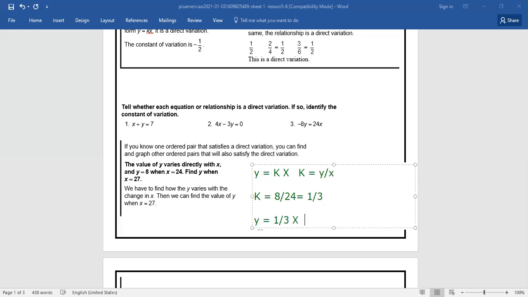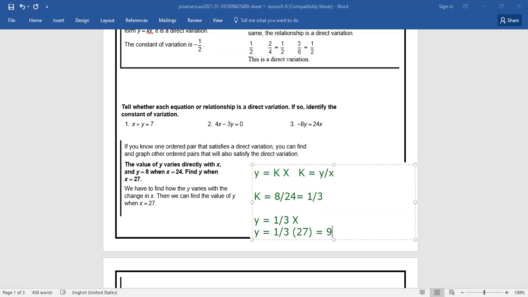Second, he said, find the value of y when x equal 27. So what do we have to do? Replace x by 27. Yes, we will replace the value of x by 27. So how much will the answer be? 9. So the answer will be equal 9. Yes, the value of y equal 9.